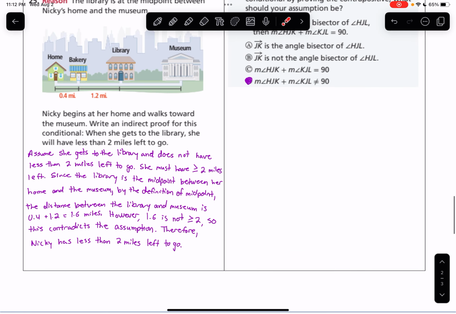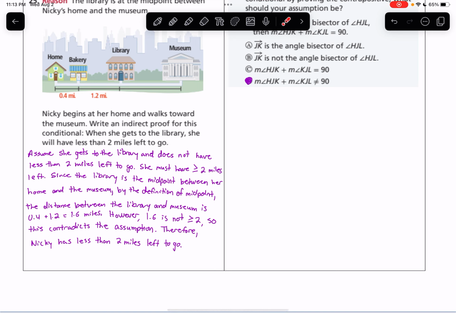Number 25, I chose to do a proof by contradiction just because I wanted to do something different than I had been doing for the past couple. So I'm assuming that the hypothesis is true and the conclusion is false. So I assume she gets to the library, but she does not have less than 2 miles left to go. I've got to show why that's not going to work. So if she does not have less than 2 miles left to go, she must have greater than or equal to 2 miles left. We already know that the library is at the midpoint between the home and the museum.